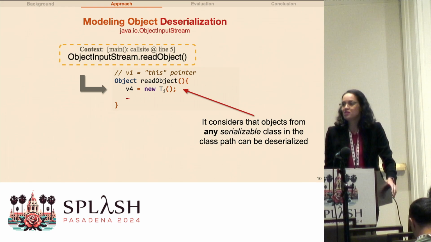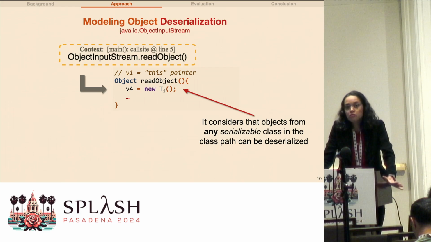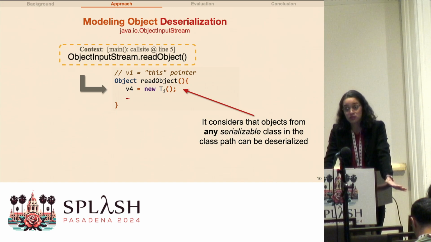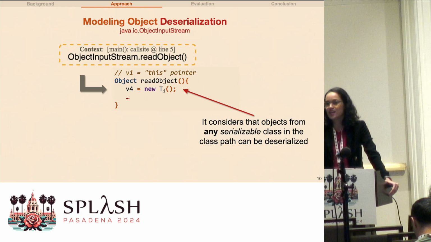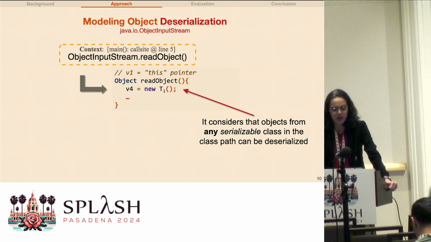When it comes to reading an object, that process is slightly more complicated, and the reason is quite simple. When you read an object in Java, that object can be of any type. As long as you have classes in your program that implement the Serializable interface, instances of any of those classes can be read right here, okay? So at a given readObject call site, any of those data types can be read back. So we have to be a little bit smarter when we model this behavior.